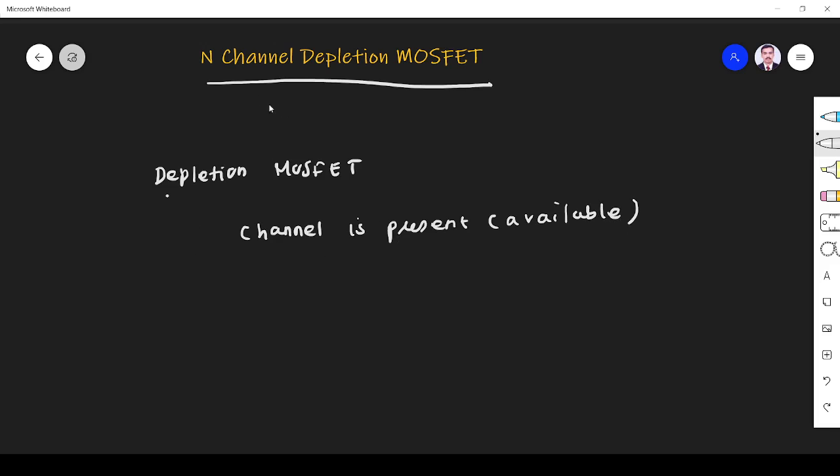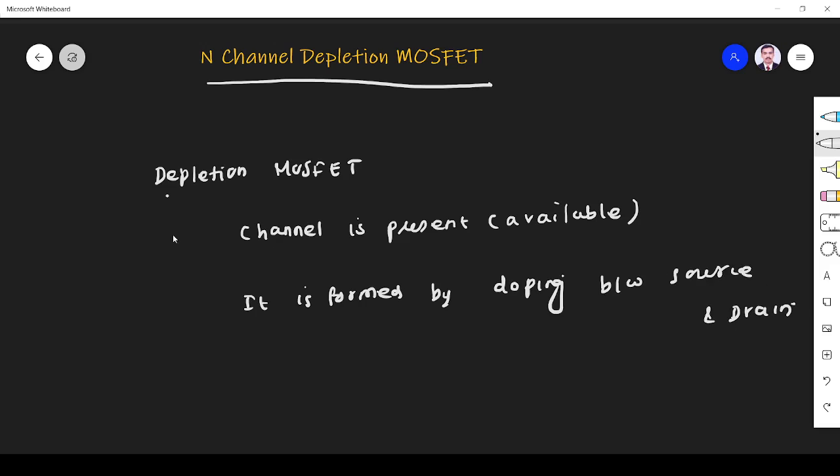So how is the channel formed in the depletion MOSFET? It is formed by doping between source and drain. This is a very important point with respect to depletion MOSFET. And the second thing we have to know is that the channel is N type.